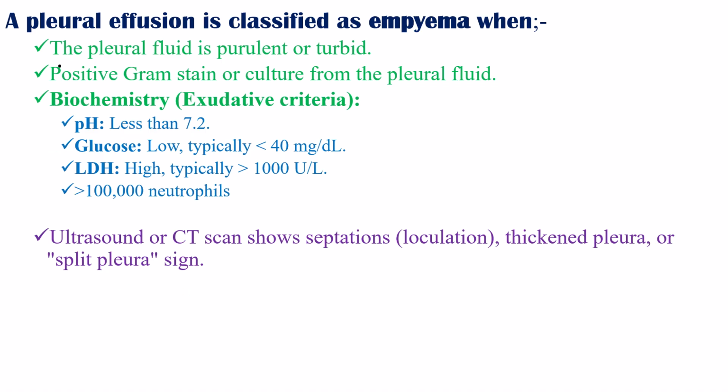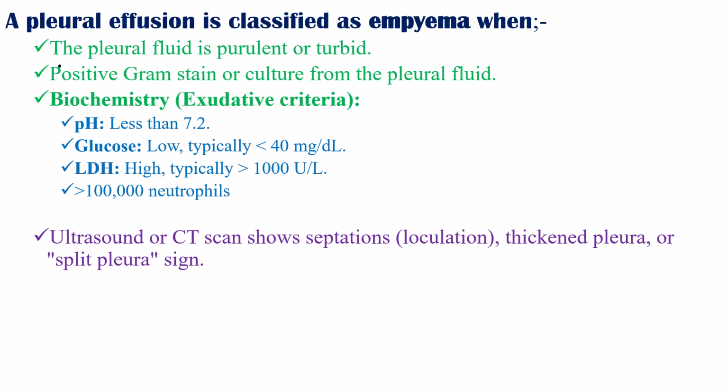A pleural effusion is classified as empyema when there is gross pus. Pleural fluid is purulent or turbid. In addition, when there is a positive gram stain or culture from the pleural fluid, it is empyema. On biochemistry, pH less than 7.2 and low glucose, especially less than 40, and very high LDH greater than 1000 show empyema. On cell count, if it is greater than 100,000 neutrophils per microliter, it is empyema.